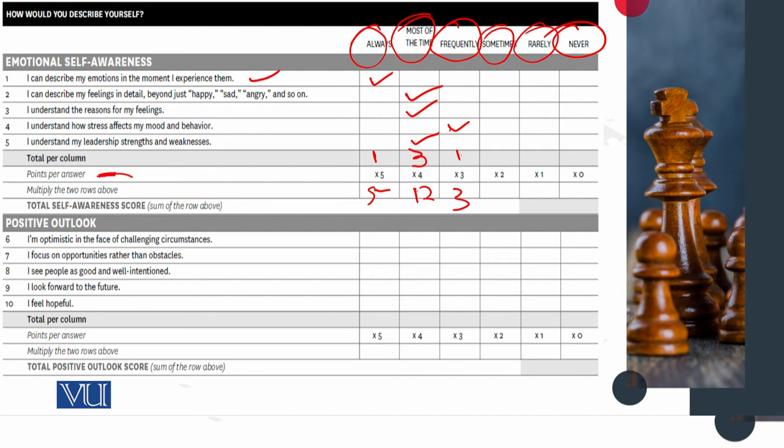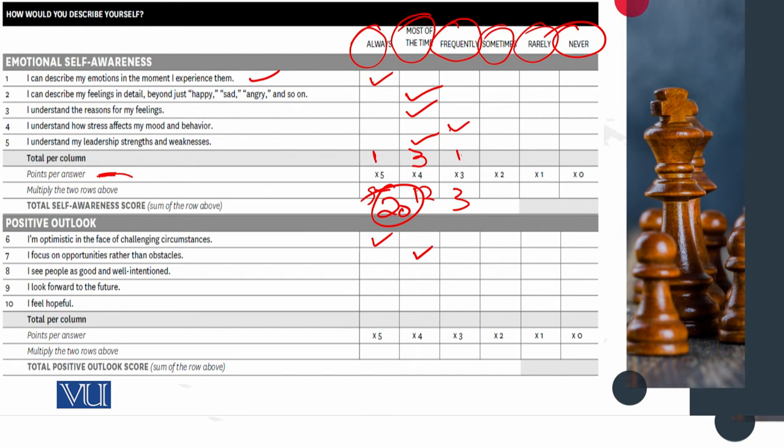Okay, if we sum total, so 12 and 3 are 15 and 5, 20. So 20 would be the answer for your self-awareness. Same is the case which we have to go for in calculation of our positive outlook. Likewise, you can say that there is always situation, I am optimistic in the face of challenging circumstances. You can say, I focus on opportunities.